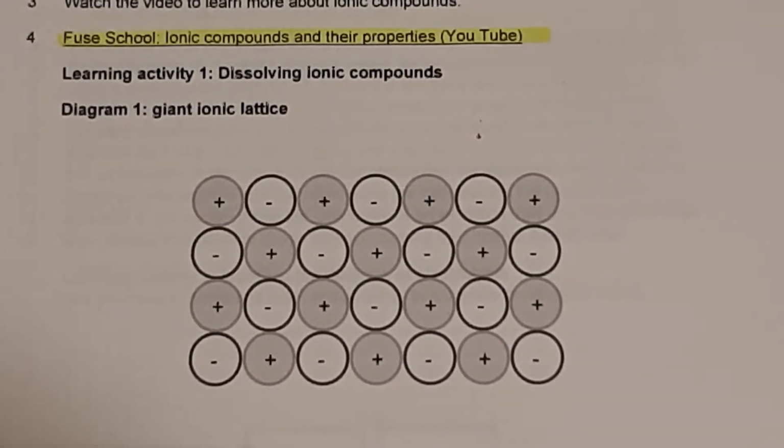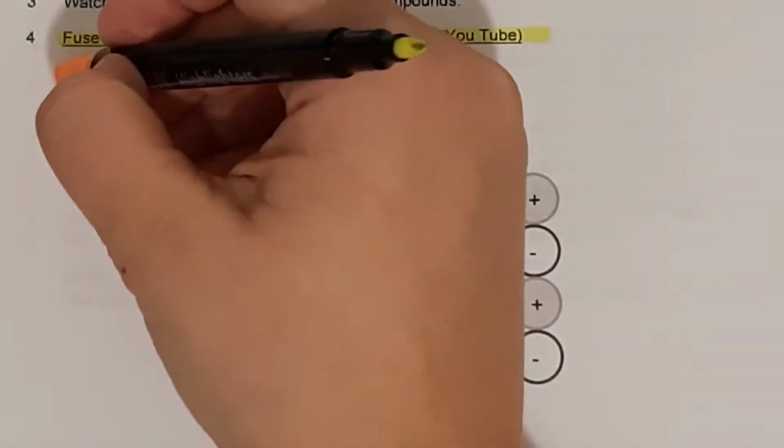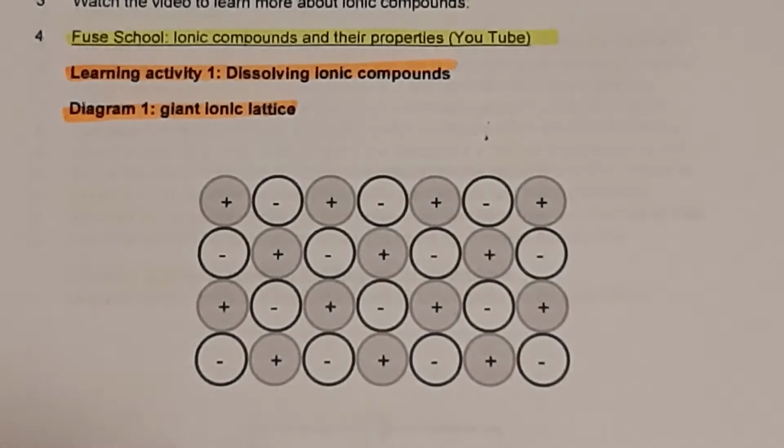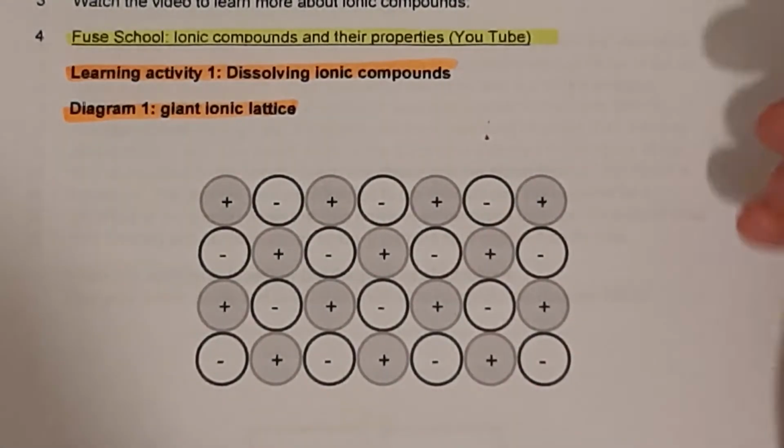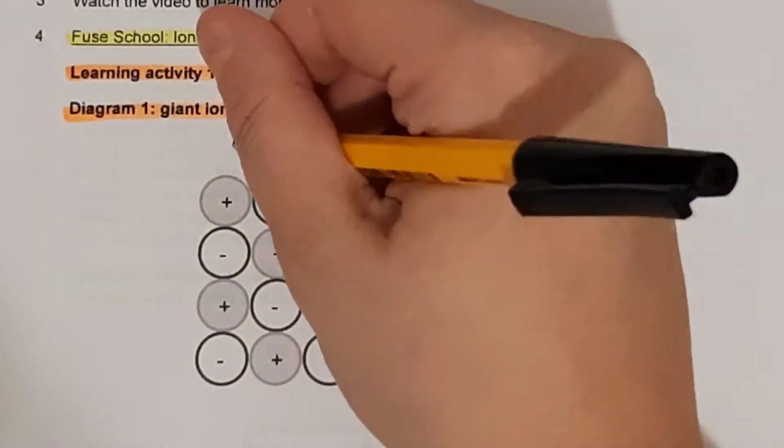So by now you should have watched the video and have a much better understanding about ionic compounds and their properties. So we're going to move on to learning activity 1, dissolving ionic compounds. We have a diagram here which is of a giant ionic lattice. This is a solid ionic compound. So we're going to label that.